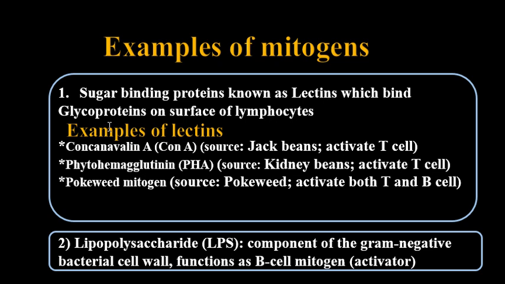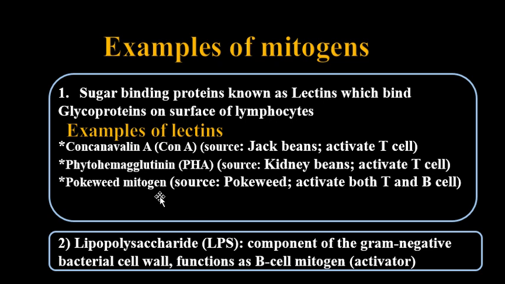Examples of mitogens. The first example is sugar binding proteins known as lectins, which bind glycoproteins on the surface of lymphocytes. Examples of lectins are concanavalin A or ConA. The source is jack beans, which has a capacity to activate T cells. Phytohemagglutinin, and the source is kidney beans, and it has the capacity to activate T cells.